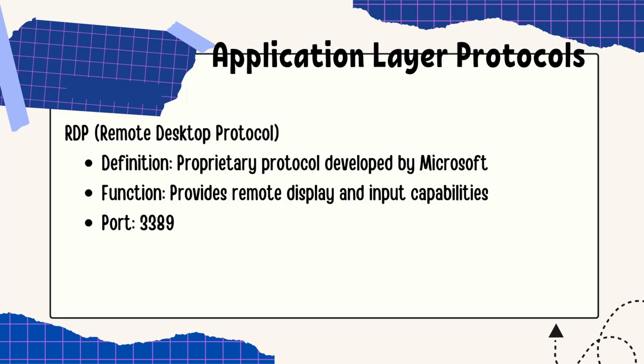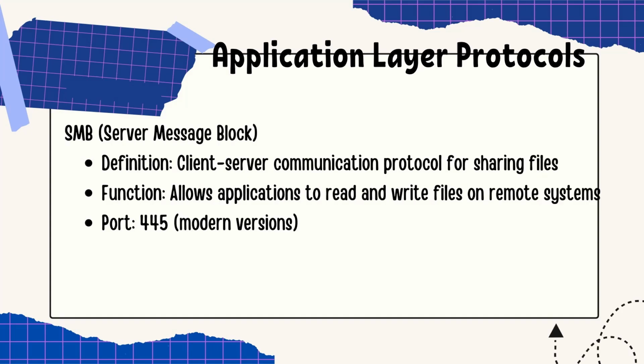RDP, or Remote Desktop Protocol, allows users to connect to another computer over a network connection. It uses port 3389 by default. SMB, or Server Message Block, is used for file sharing and operates on port 445 in modern versions. Both are crucial for network resource sharing and remote access.